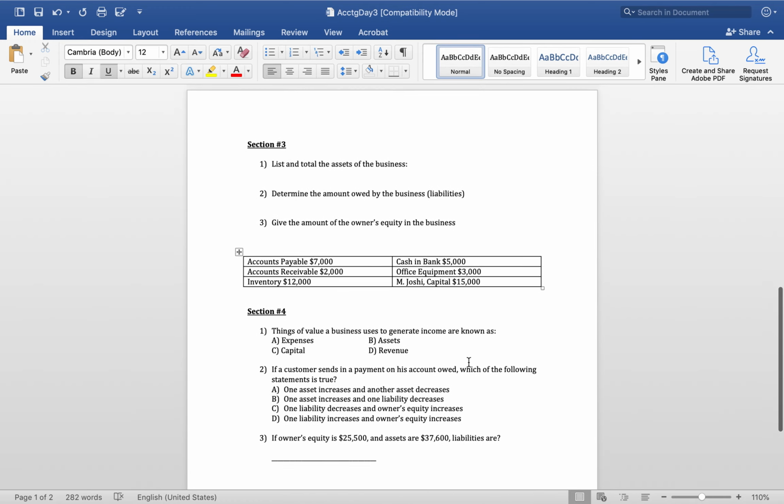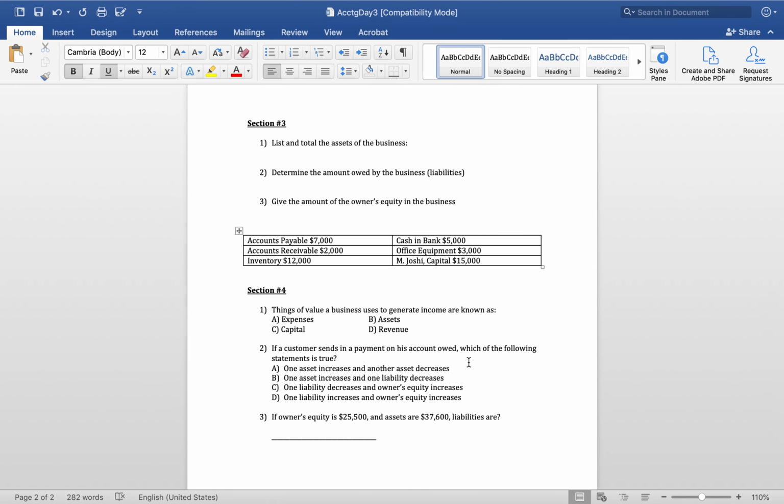All right, section number 3, list and total the assets of the business. So the assets of the business are right down here. Well, I shouldn't say assets of the business. The categories to choose from are right down here. So we have to pick out what the assets are. Take a minute, go ahead and put that in.